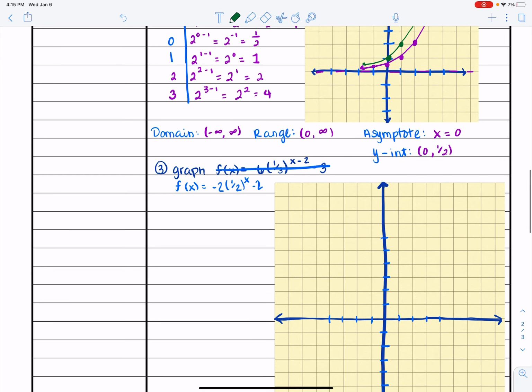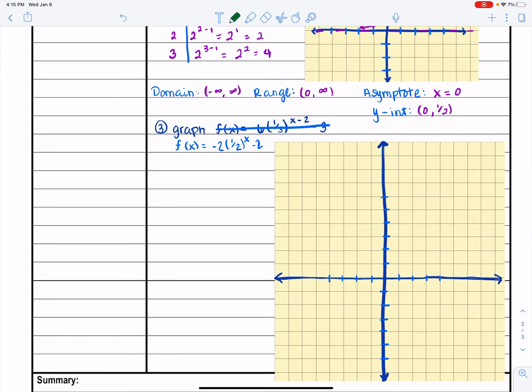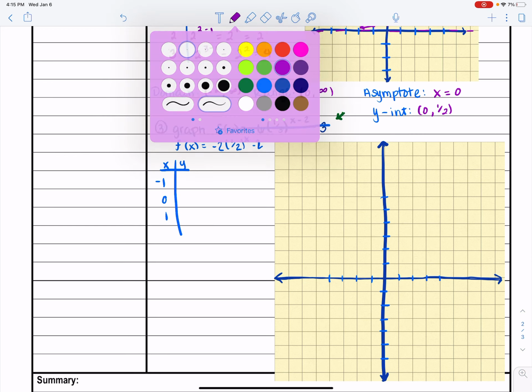All right, number 3. If you're using the document that was originally posted, it had this equation, -6 times 1/3 x minus 2. We're not going to use that one. Instead, we're going to use f of x equals -2 times 1/2 to the x power minus 2, okay? So let's build a table. -1, 0, and 1 is just always a good place to start.